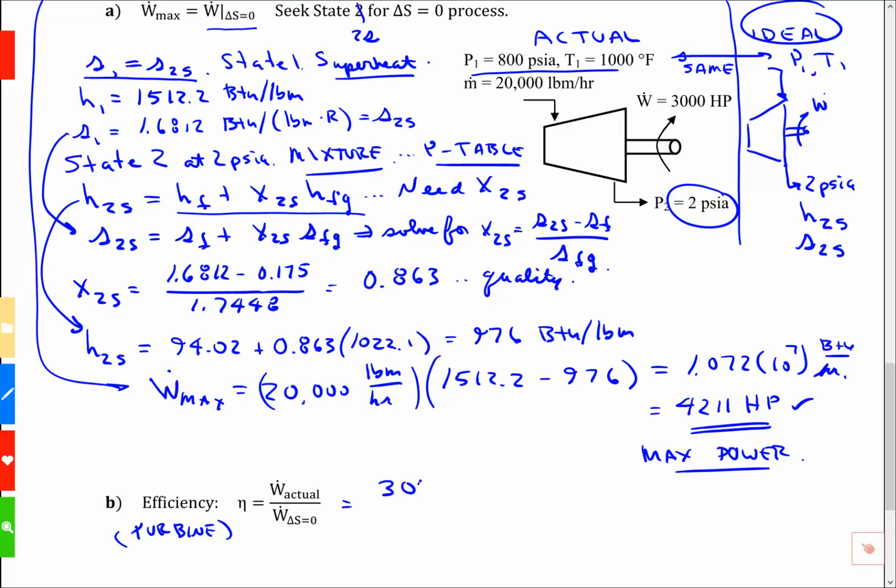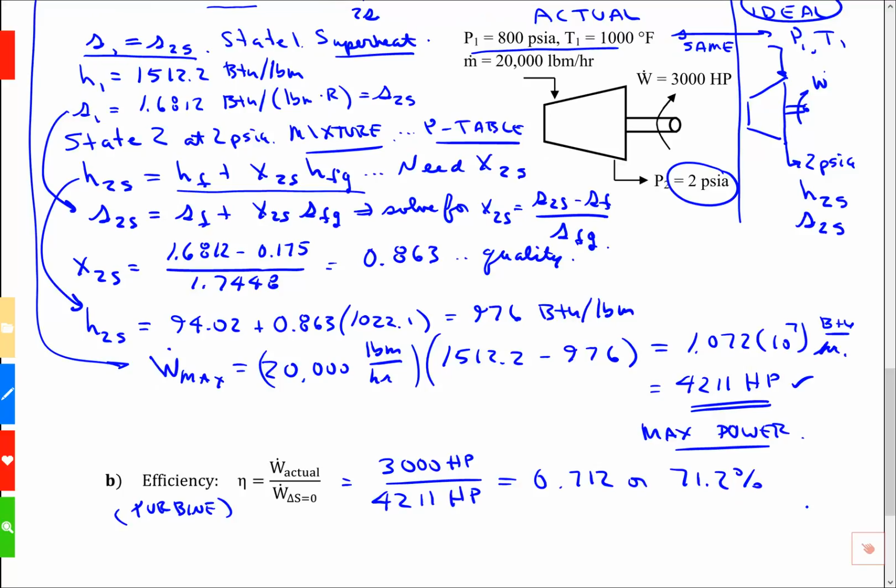The actual, we were told, was 3,000 horsepower. And of course, that's why I converted to horsepower. The ideal was 4,211 horsepower. An ideal turbine produces more work than an actual one. And this value, when I crunch it, is 0.712, or 71.2%. That's a modest efficiency. Modern, highly engineered devices can expect the efficiency approaching 90%. Turbines, steam turbines, have been carefully and assiduously engineered for 100 years.